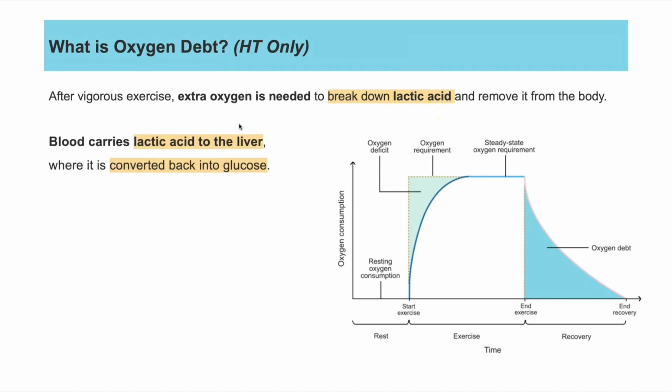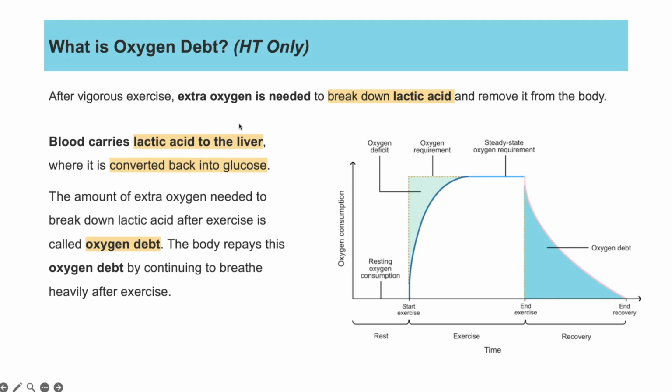from the body. Now, lactic acid is broken down in the liver, and it gets to the liver from those respiring cells in the blood. So that blood transports the lactic acid to the liver, and at that point in the liver, if you have enough oxygen coming in, it can break down lactic acid back to glucose. And the amount of oxygen that is needed to break down all of that lactic acid after exercise is known as the oxygen debt. So basically, the body repays this oxygen debt by continuing to breathe heavily and more rapidly even after you've stopped exercising.